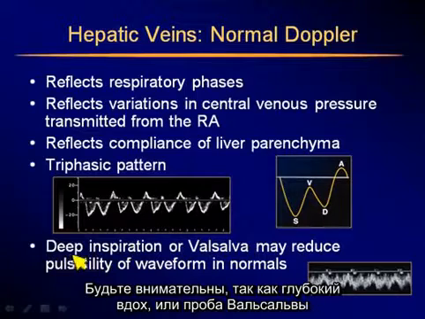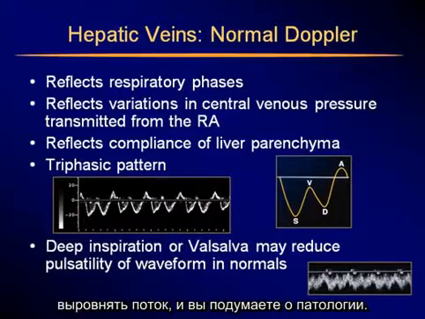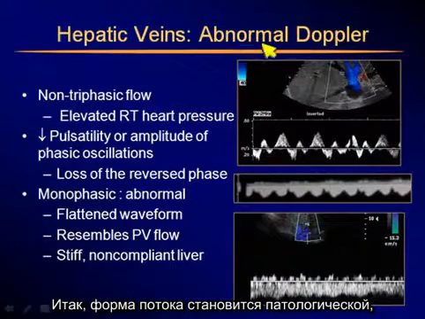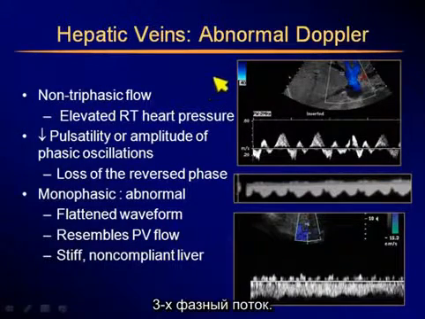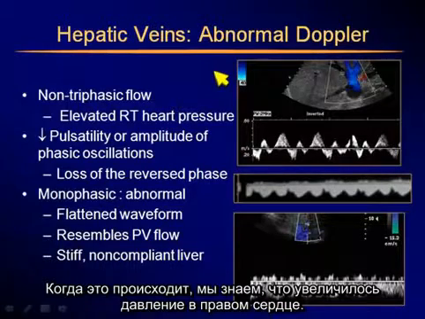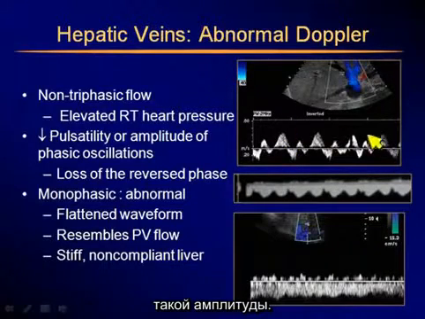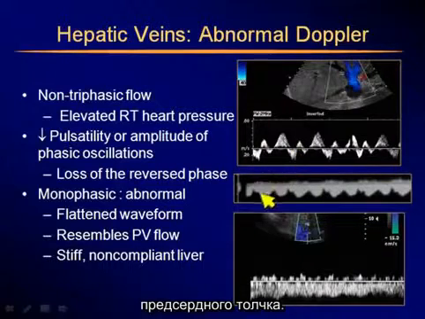Be careful though, because deep inspiration or Valsalva may reduce this pulsatility and dampen it, causing you to think there's a problem. So the waveform becomes abnormal when we lose that triphasic flow. When we lose that, we know that there's elevated right heart pressure. We lose the oscillations or the amplitudes. We can actually lose the atrial kick.